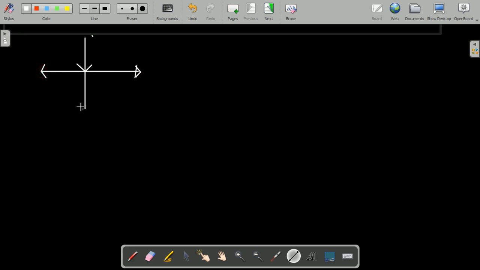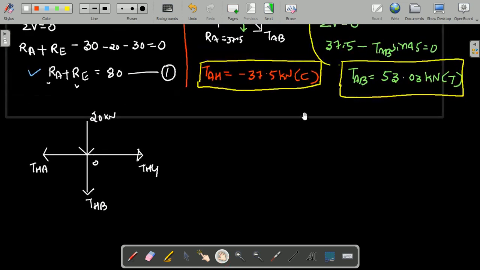Whatever member forces I have shown, the same thing I have written as a free body diagram. This is 20 kilonewton, and this is THG, this is THA, and this is THB. Just observe here, we have already calculated the value of THA. This is minus 37.5. I will write the value here, minus 37.5.